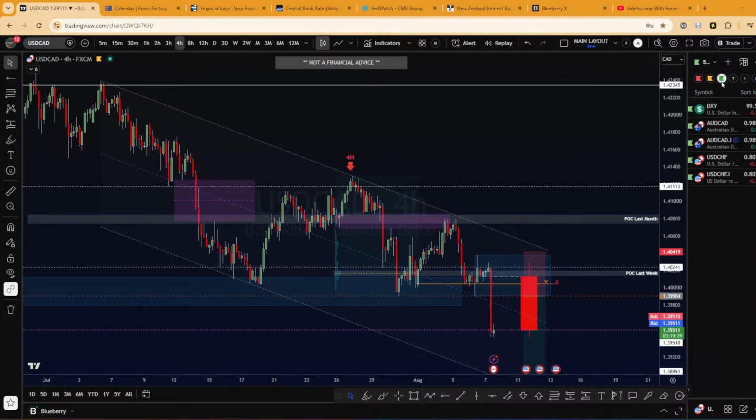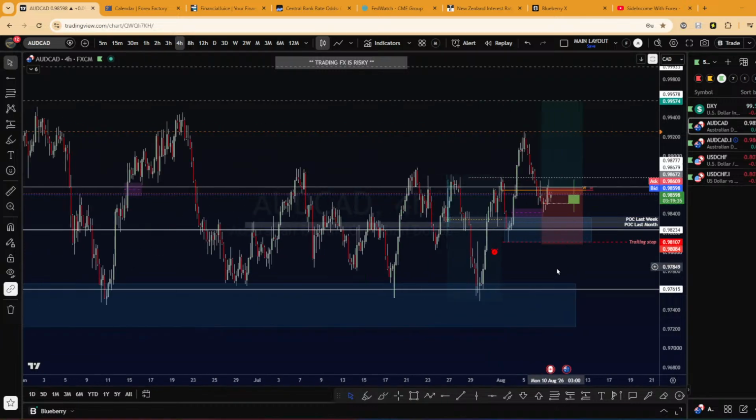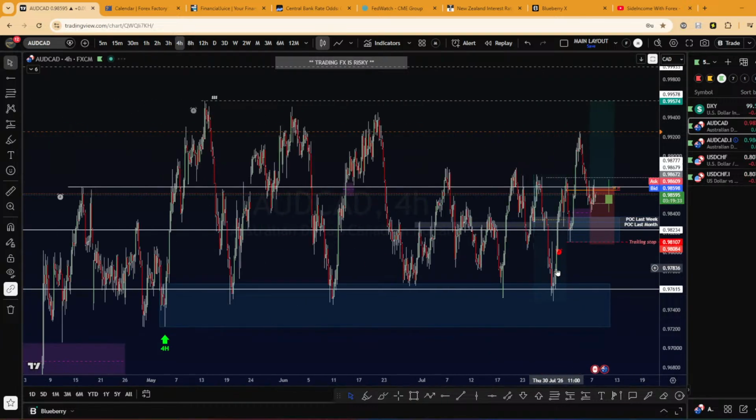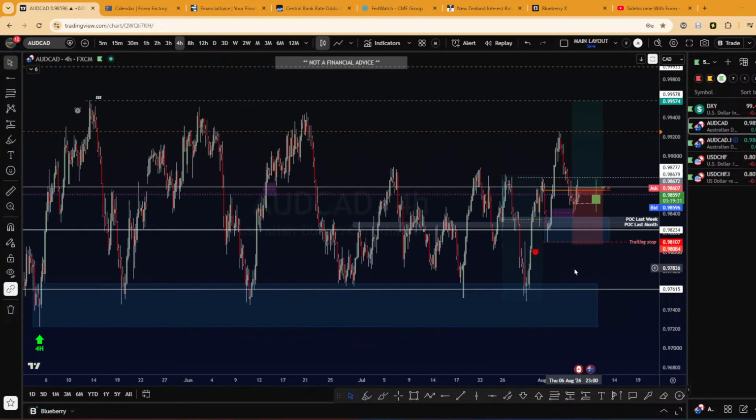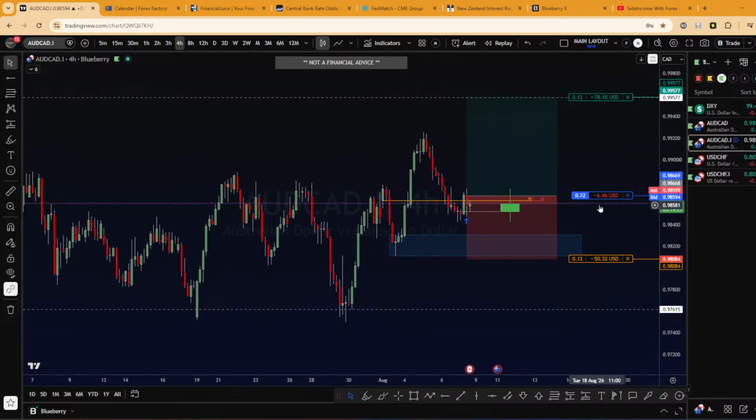So let's go back to my current trade. Aussie is still bullish. I will hold the trade over the week because I want to target these highs. This is my entry right there. Stop below here. If I get stopped out, it's okay.